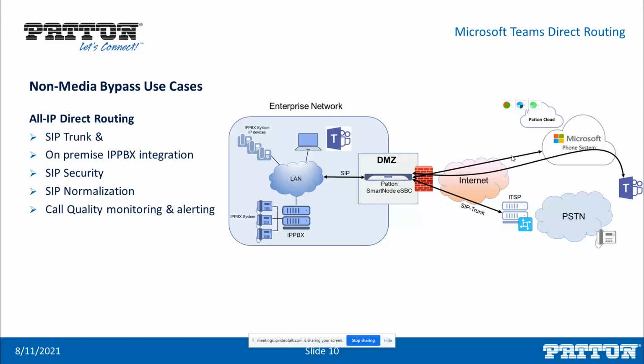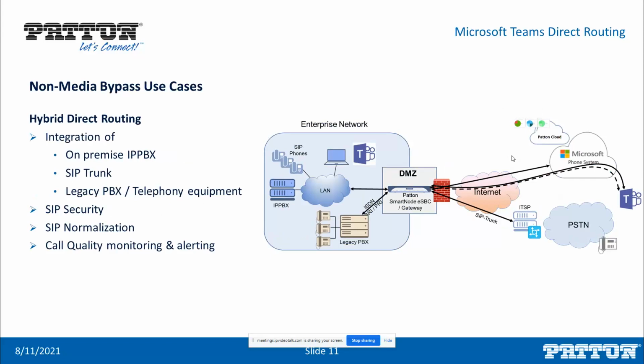I would like to spend a few more sentences on the last point, call quality monitoring and alerting. This is provided as a service through the Patton Cloud. It is necessary to say that Patton Cloud is not needed for having Microsoft Direct Routing through the Patton ESBC, but Patton Cloud, as you will see in the next few slides, will bring additional features and additional value to the system.